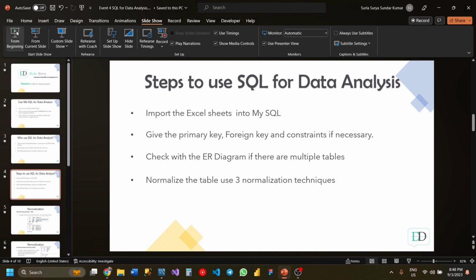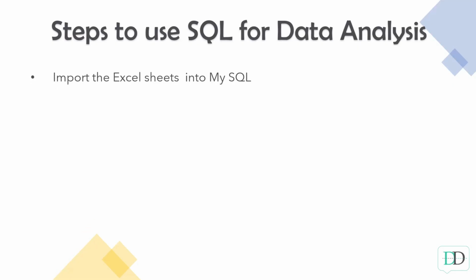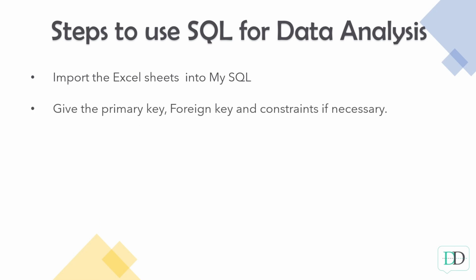Let's get back to this PPT. So the first step got completed: import the Excel sheets into MySQL. After that, give the primary key, foreign key, and constraints if necessary. Most of the time, when we are dealing with projects, meaning dummy data sets, there is no secondary key. In that case, you need not give the primary key, foreign key and other constraints. Just leave it like that and continue your data analysis.